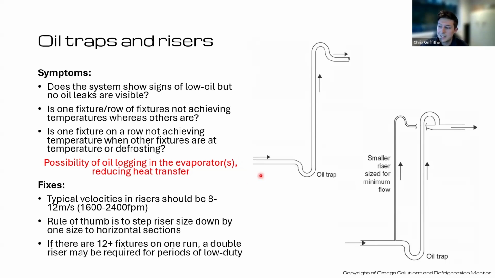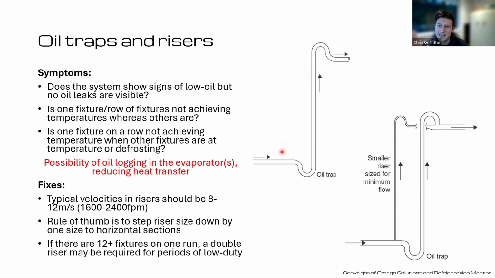Normally, we design this based on a certain velocity. So with HFC, you'd typically see velocities of sort of 12 meters a second to 20 meters a second plus. It should be 2,400 feet per minute to 5,000.